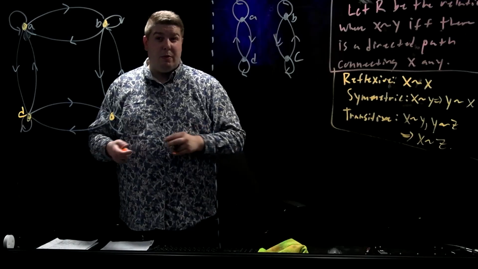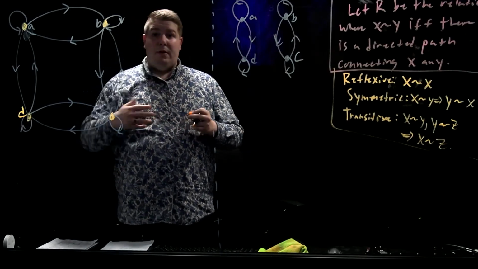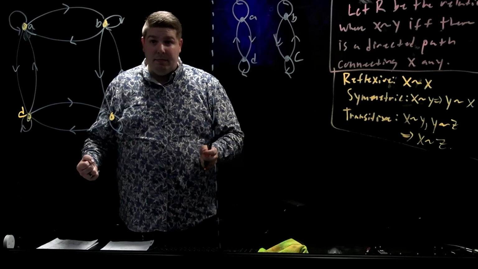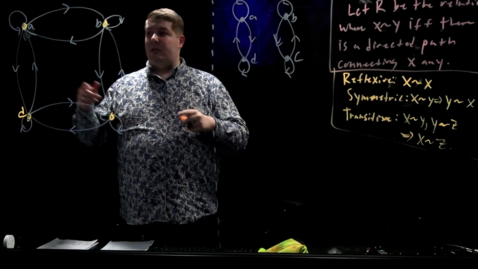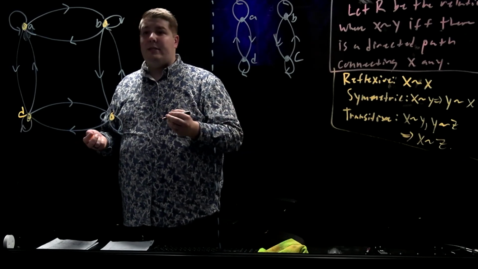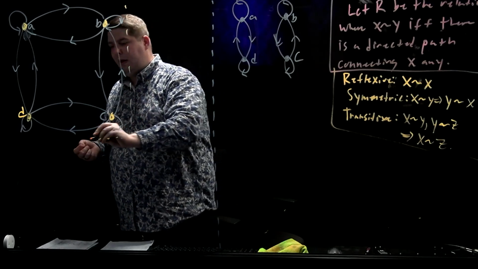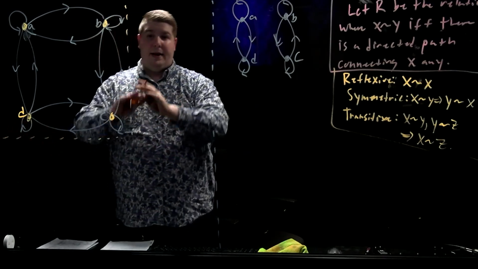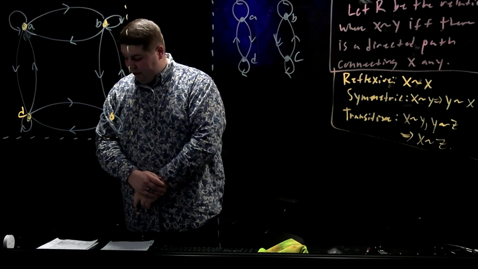So how the heck do you do that with graphs? Well, we define our relation to be, we say X is related to Y if there's a directed path from X to Y. So if there's a path. So let's look at that. Let me just put a little box around this, that way this is separated off and I can do all my work in this slice.